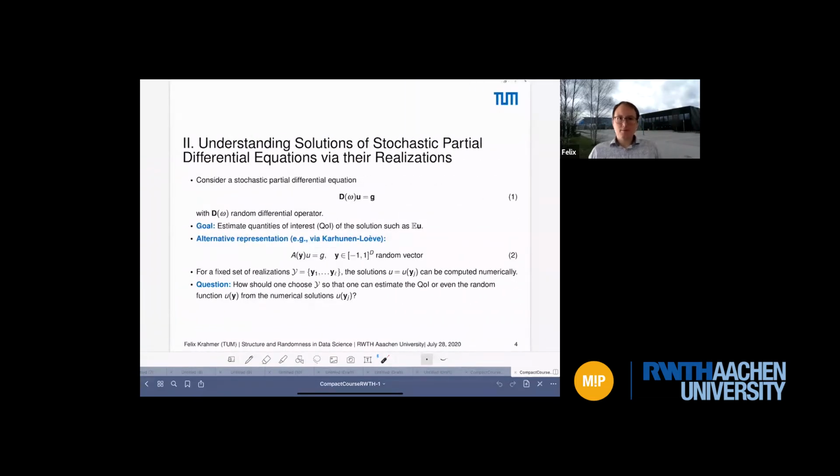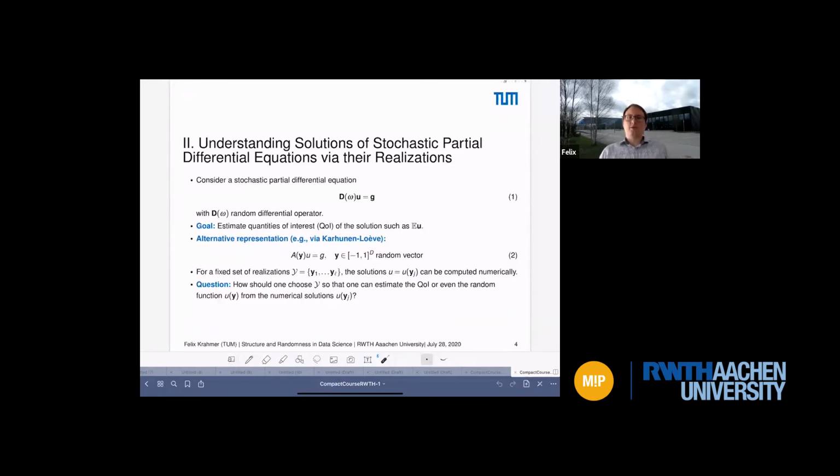The second problem seemingly looks very different. I will try to convince you later on that it's closely related, and it's related to stochastic partial differential equations. And the idea is that we want to find out what they are. So we have a partial differential equation, and we want to find out the behavior of the solution.